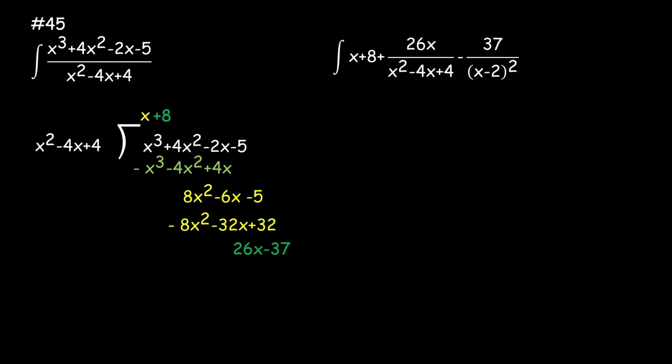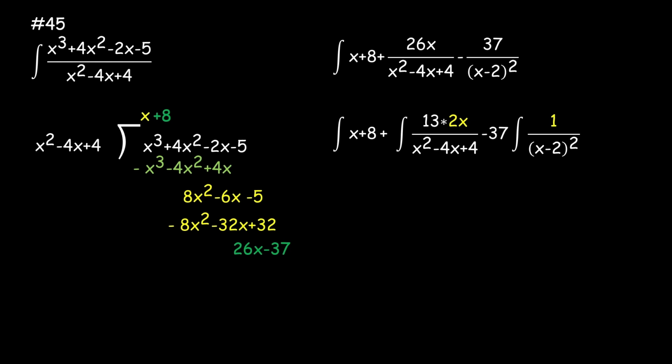So we can actually rewrite both of these fractions just like this, so that the second term would have an integral of 13 natural log of what is in the denominator, while the last term would have 37 times x minus 2 to the power minus 2 plus 1, all divided by minus 2 plus 1. Okay, this will give us our final answer, which is x squared over 2 plus 8x plus 13 natural log of x squared minus 4x plus 4 plus 37 over x minus 2.